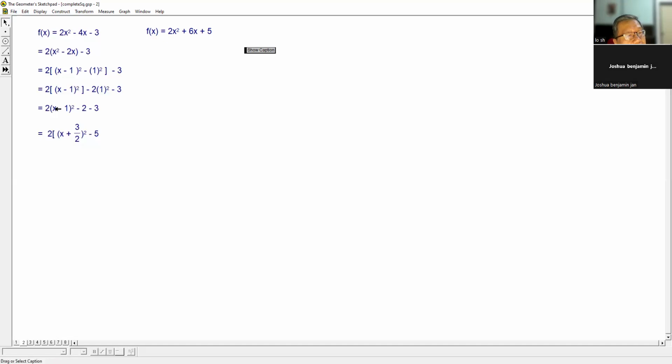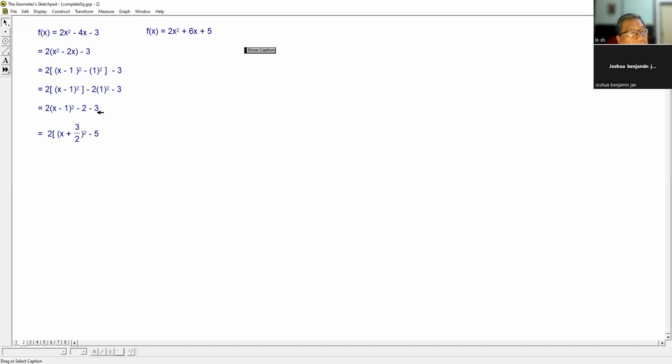The 2 in front of the square bracket, then the 2 I multiply with the 1 square. 1 square is actually 1. So 2 multiplied with 1 is 2. Right? Then because it's minus, so here all minus. Then how about the 3? The 3 is all the same until here. No need to change the 3.